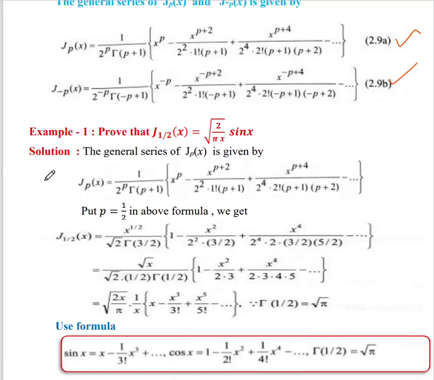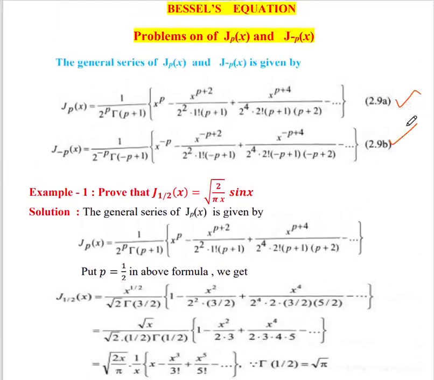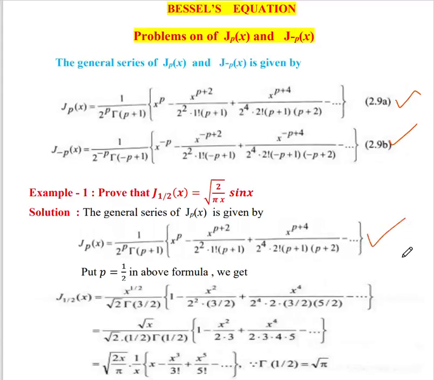Solution: the general series of J_p(x) is given by, using formula 2.9a, J_p(x) equals 1 upon 2 raised to power p gamma of p plus 1, x to the power p, minus x to the power p plus 2 upon 2 square 1 factorial p plus 1, plus x to the power p plus 4 upon 2 to the power 4, 2 factorial, p plus 1, p plus 2, minus and so on. So this is the general series formula for J_p(x).